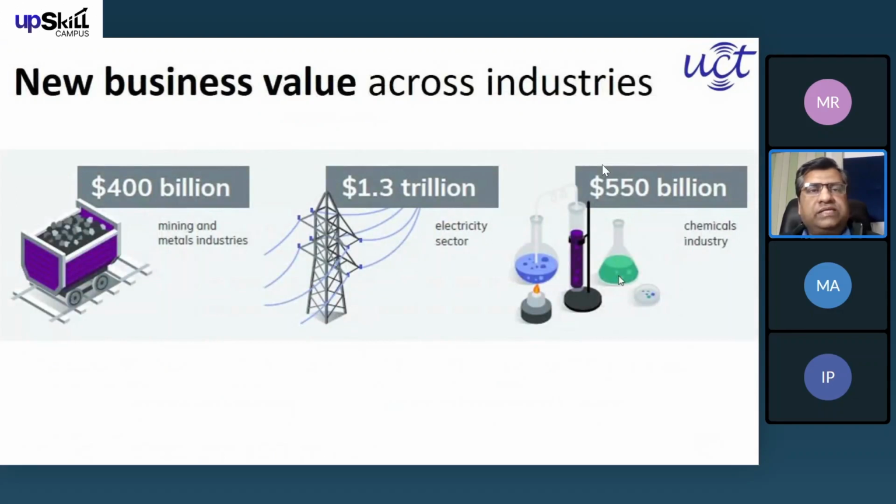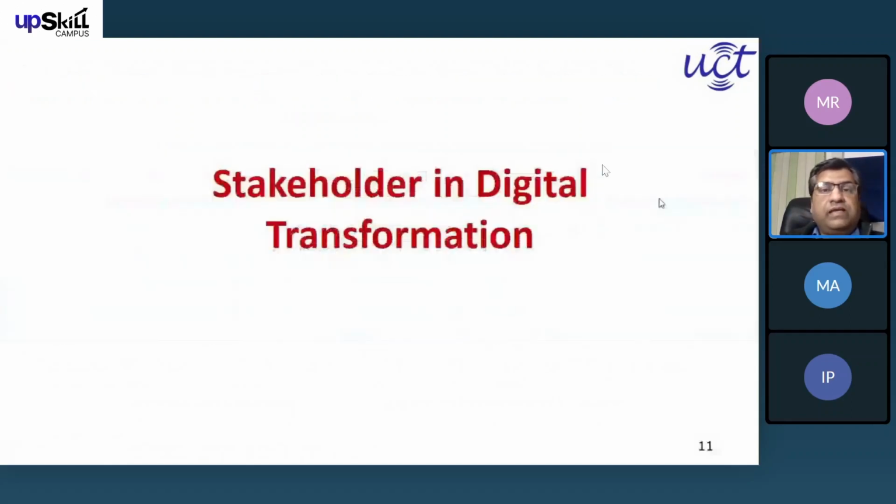And if we take some examples of businesses like the mining and metal industry, there we are achieving a 400 billion market opportunity if we adopt digital transformation. Similarly, the electricity sector would have a 1.3 trillion opportunity, and chemical industries a $550 billion opportunity by adopting different technologies. So this was the motivation behind adopting digital transformation.